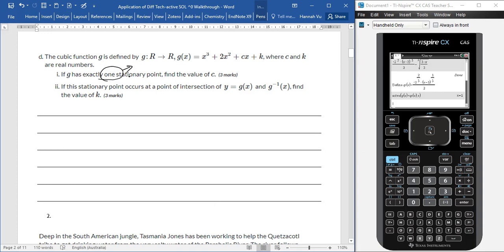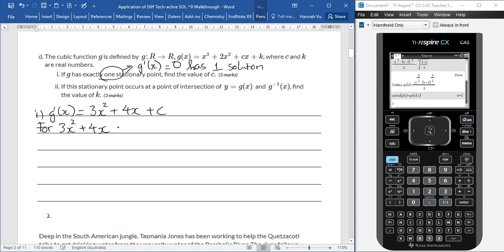So if g has exactly one stationary point, it's the same as saying that g prime of x equal to 0 has one solution. So naturally, I'm going to start by just working out what g prime of x is. So g prime of x is 3x squared plus 4x plus c. This is great because this is a quadratic expression, and you can control the number of solutions of a quadratic equation using the discriminant.